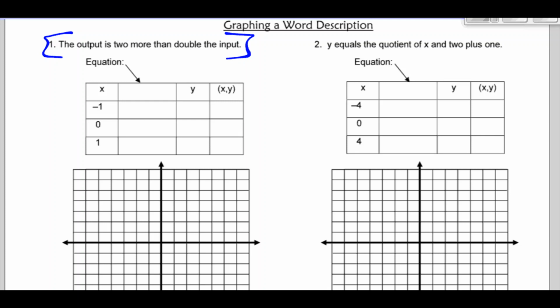So first we have to translate it into an equation. Then we're going to make it into a table of points. And then from that table, we're going to graph it. So the output is 2 more than double the input. The output, that's our y. That is 2 more than double the input. That's 2 times our x. Our input is our x, so it's 2 times that. We do need to rearrange that order. We see that phrase more than. It's 2 more than something. So I'm going to flip the order of that. y equals 2x plus 2.